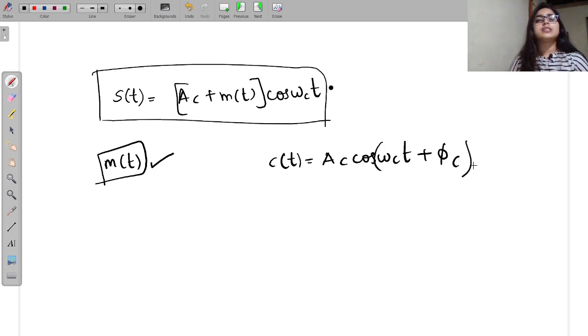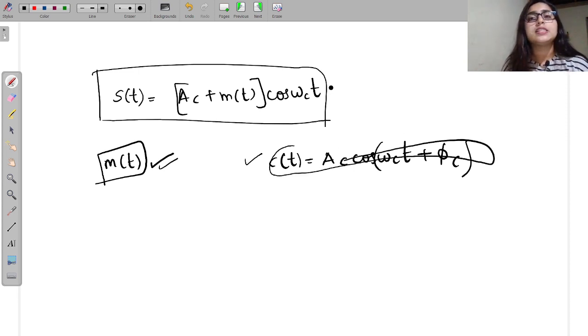If you want, I can also write the phase of this carrier. Generally, we are going to consider the phase as 0 here. So we will be writing AC cos omega ct, which is the carrier signal. This is the modulating signal. The carrier signal does not contain any information. All the information is contained in the message signal, that is m of t.